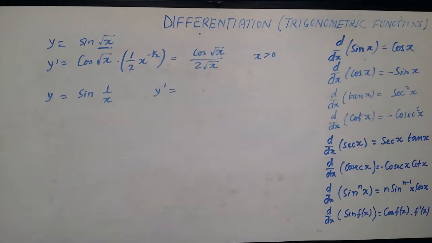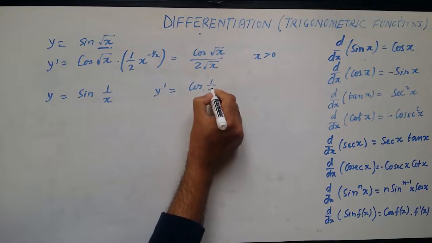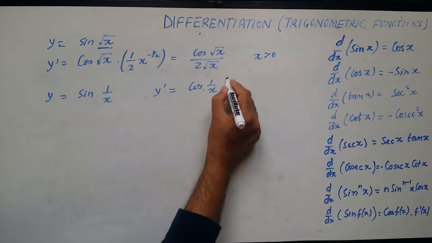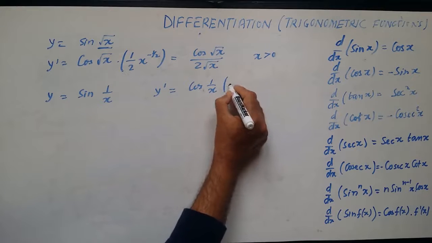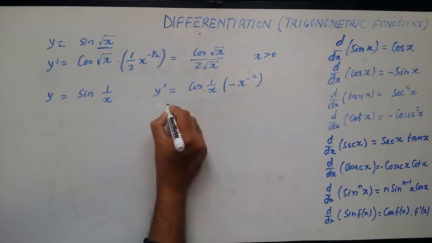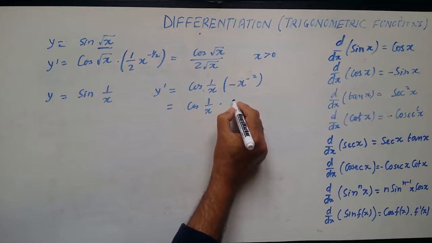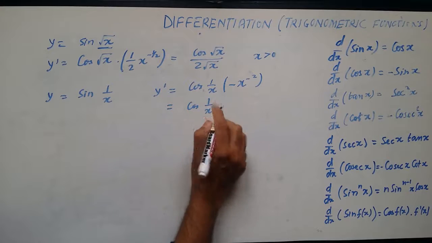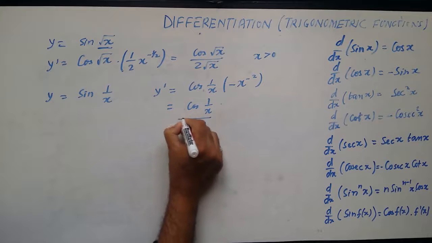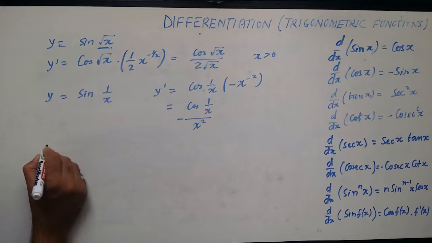So the differential of y, the differential of the function, is cosine of 1 by x, and the differential of x to the power minus 1. So x to the power minus 1 becomes minus x to the power minus 2. That means it is cos of 1 by x into 1 upon x to the power minus 2, which goes down as x squared, and we add the minus sign. Okay, so let's see this one.